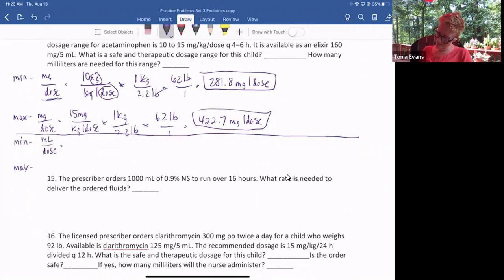If we're going to give, here's what we have: 5 milliliters is 160 milligrams. If we're going to give minimum, we're going to give this much, 281.8 milligrams per dose. So 5 times 281.8 divided by 160 equals 8.8 milliliters per dose.